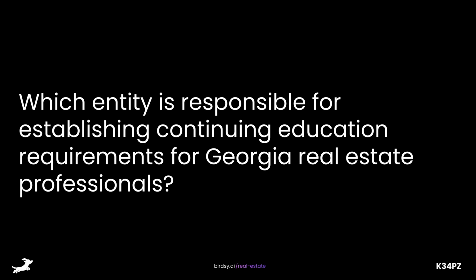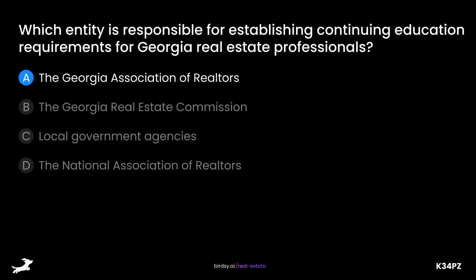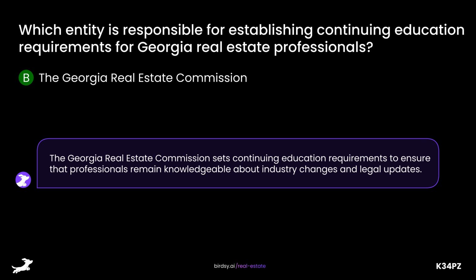Which entity is responsible for establishing continuing education requirements for Georgia real estate professionals? Is it A, the Georgia Association of Realtors, B, the Georgia Real Estate Commission, C, local government agencies, or D, the National Association of Realtors? The answer is B, the Georgia Real Estate Commission. The Georgia Real Estate Commission sets continuing education requirements to ensure that professionals remain knowledgeable about industry changes and legal updates.